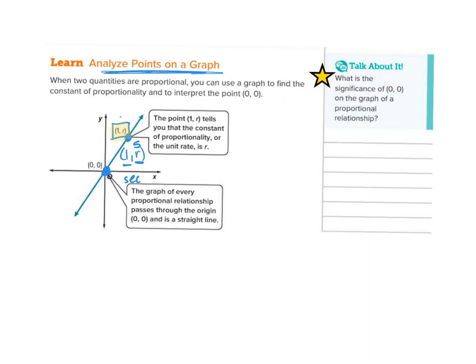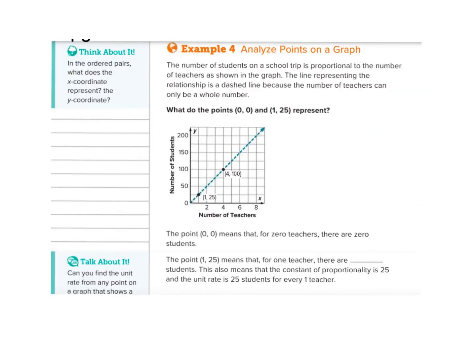And then the point 0, 0, this is always going to tell you the same thing. It might say if it's time, after 0 seconds, she runs 0 meters. So basically, it's always going to be after 0 something, it goes 0 something. So we'll take a look at that as well. So let's take a look at this example.